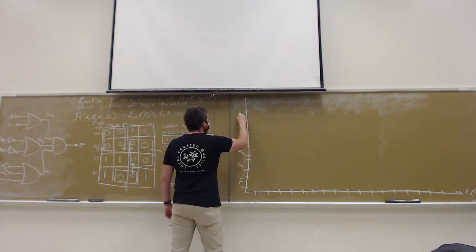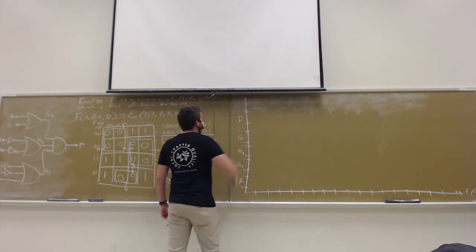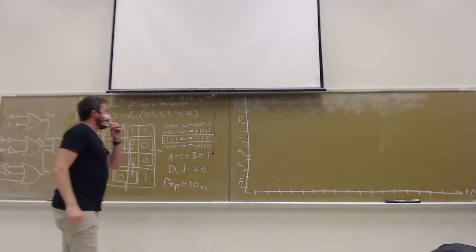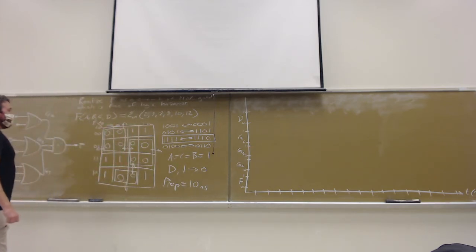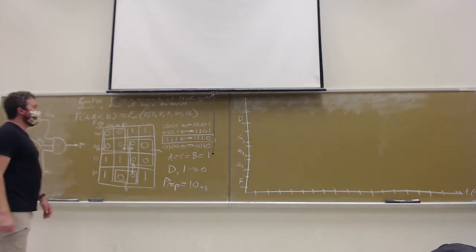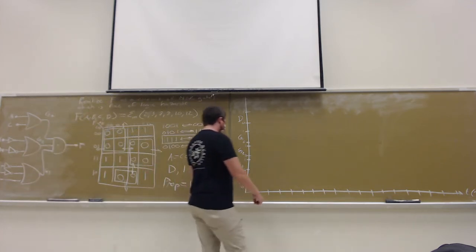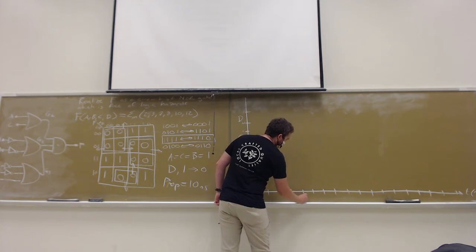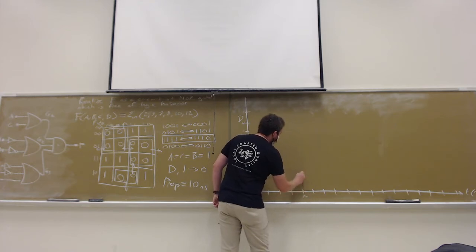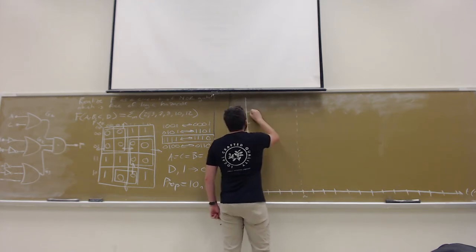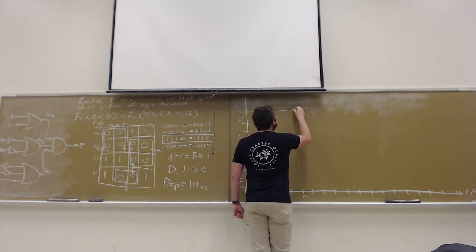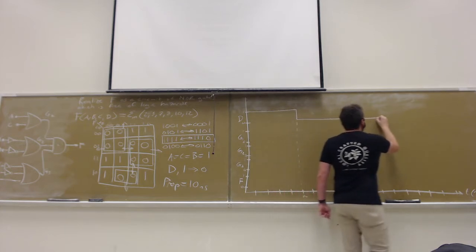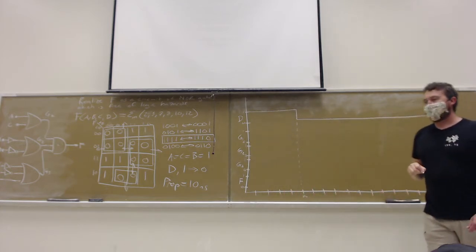D? I'll probably give myself some more room here. Oh, okay. So, let's see. So D starts at 1. And let's go 1, 2, 3, 4, let's go 5 nanoseconds, or 50 nanoseconds. And we'll say D clicks over to 0 and stays at 0 forever.